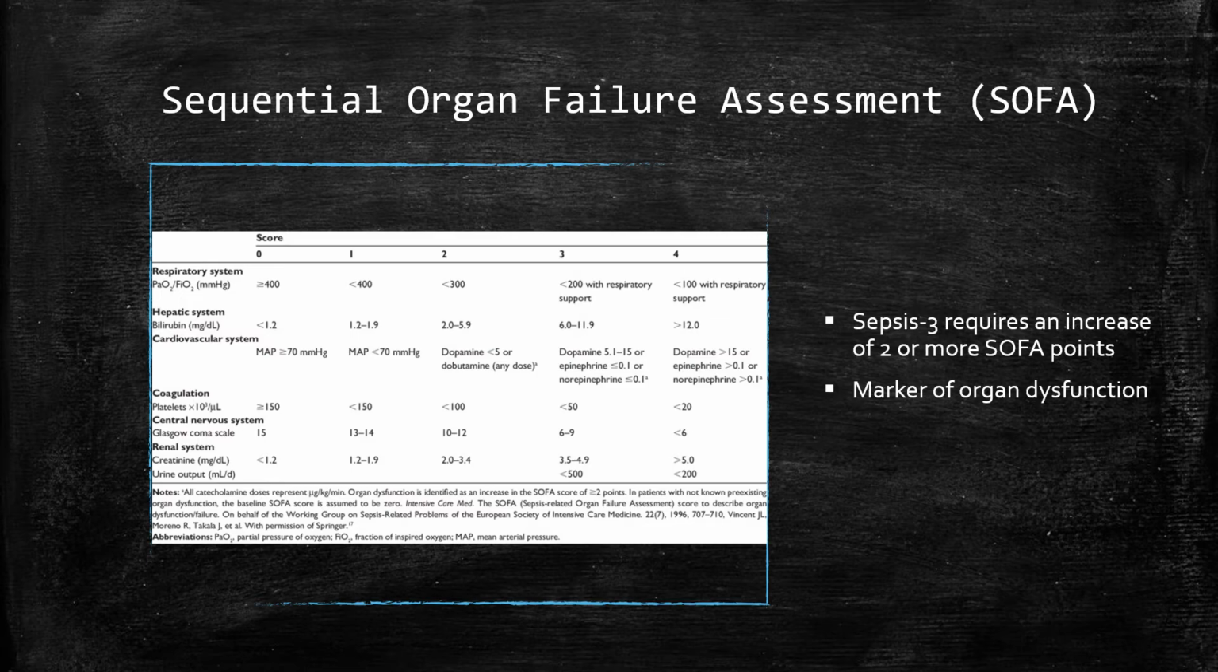The most recent guidelines for diagnosing sepsis, the Sepsis-3 guidelines, require 2 or more SOFA points to support the diagnosis of sepsis. We'll go over this chart in much more detail in a few minutes when we discuss multi-organ failure.